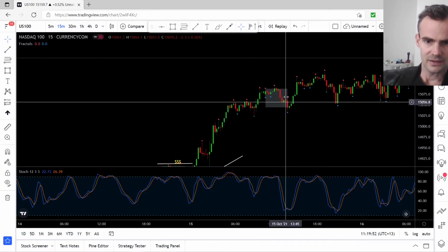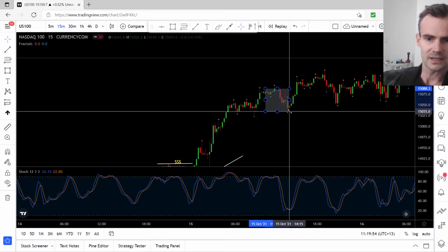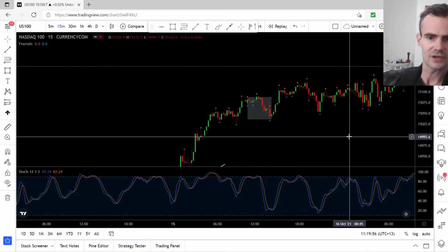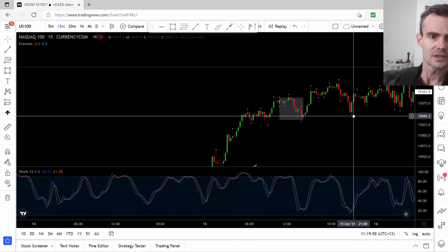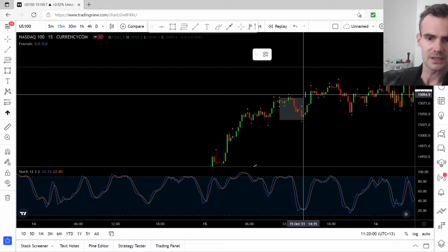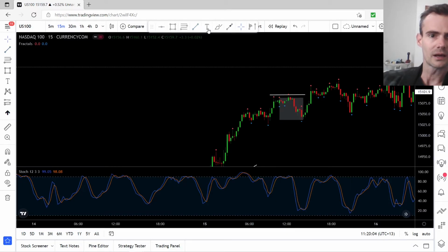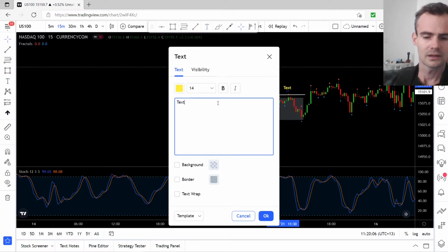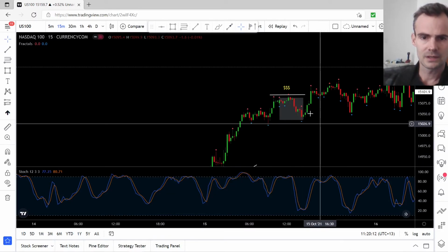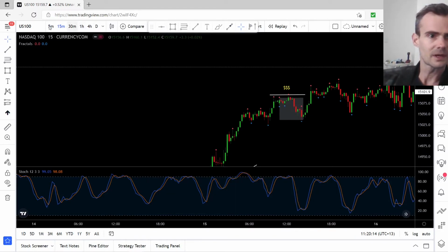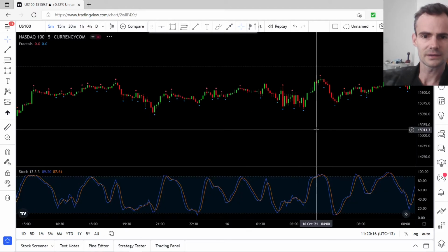Okay, so we can see this was a fake move to the downside. So this was another bear trap. So it's the exact same concept. We can see money is sitting up here. We can see a ton of money is sitting up here. Now let's drop down to the 5-minute.